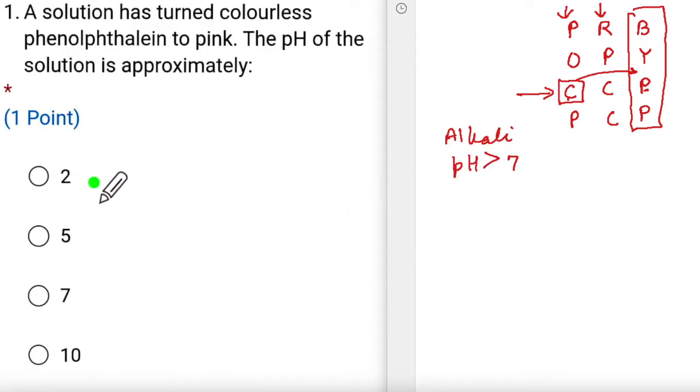So, which one of these? This will be acidic, this will be acidic, this is neutral, and this is greater than 7. So, this is our choice.